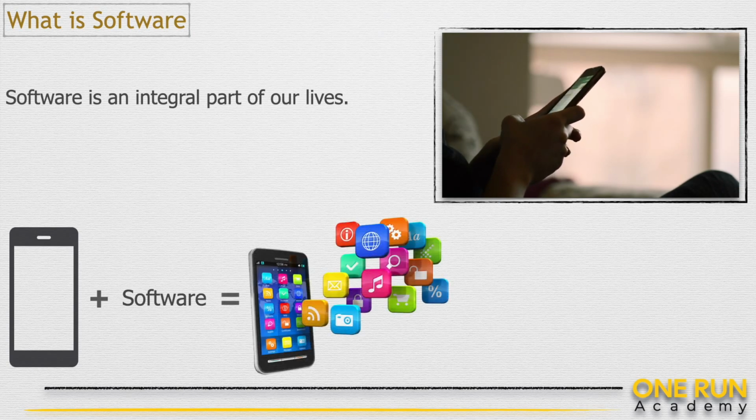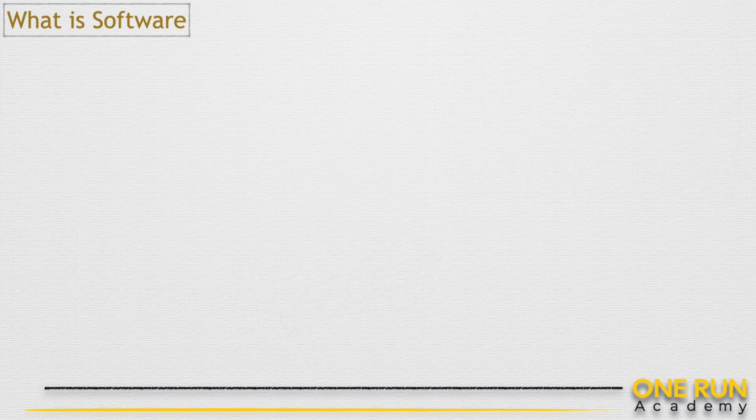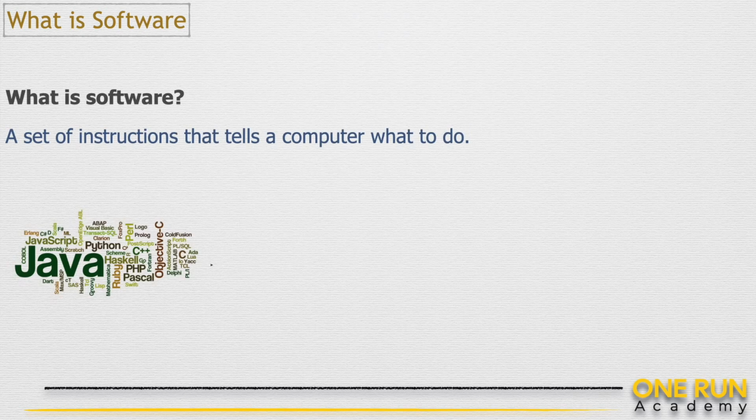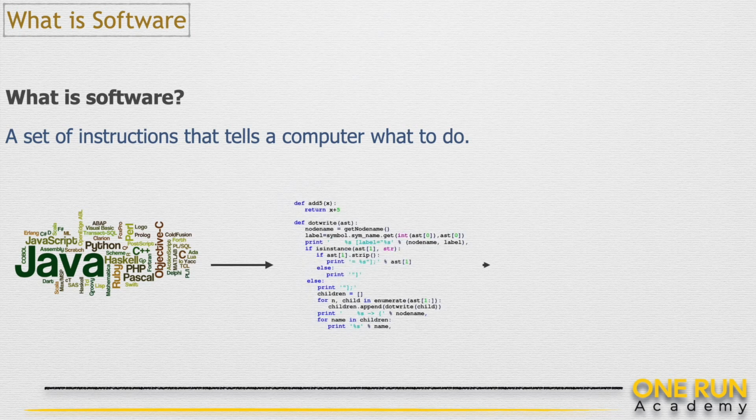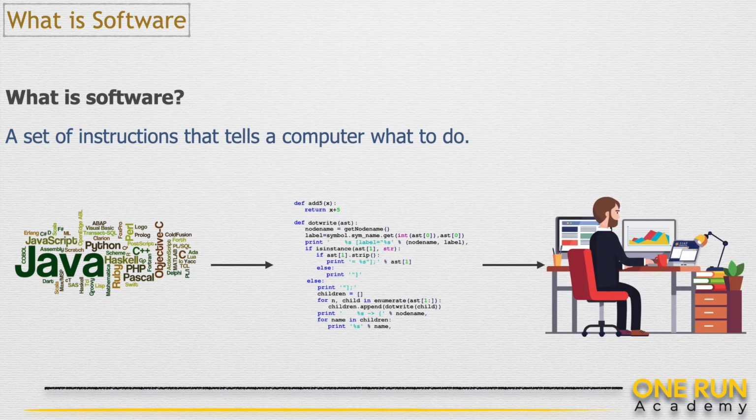A common definition of software is simply a set of instructions that tells a computer or electronic device what to do. These instructions are written by programmers, also known as developers. They use a variety of programming languages, for instance, Java, Swift, Python, maybe Ruby, and the list can go on forever.